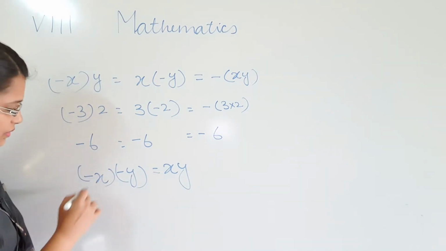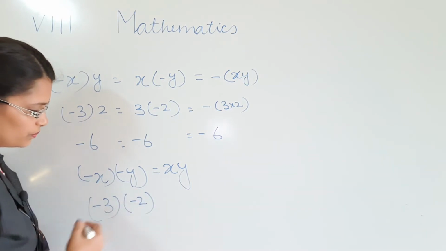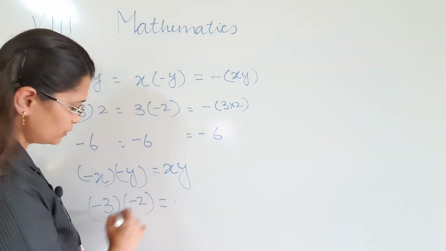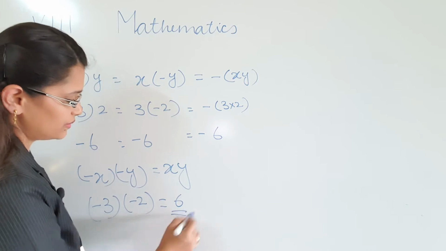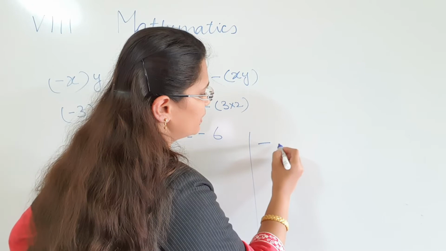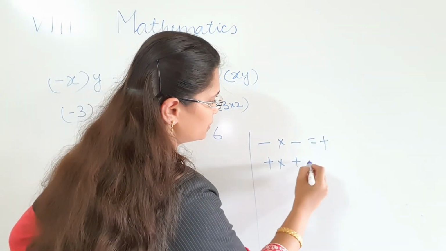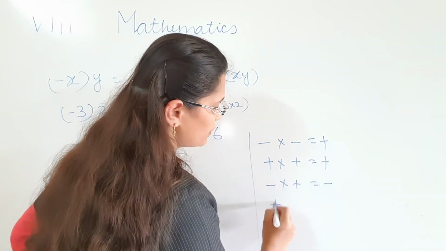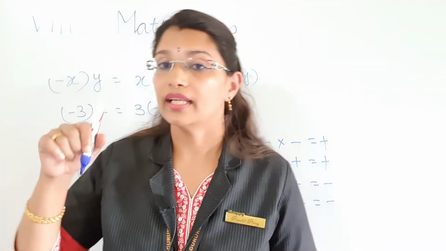Just check it, children. Minus 3 into minus 2 is equal to negative into negative is equal to positive. So, 3 into 2 is equal to 6. So, the answer is 6. Do you remember that negative into negative is equal to positive? Positive into positive is equal to positive. Negative into positive is equal to negative. Positive into negative is equal to negative, which we learned in the equation chapter.